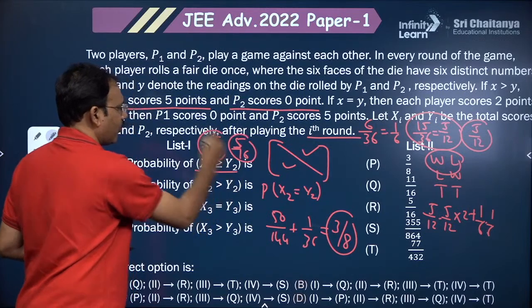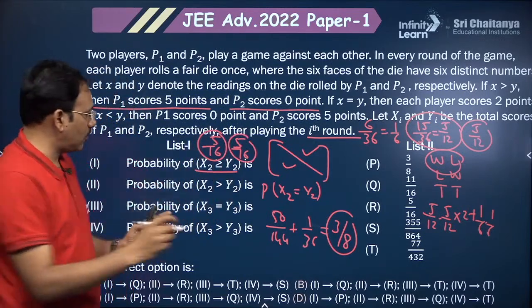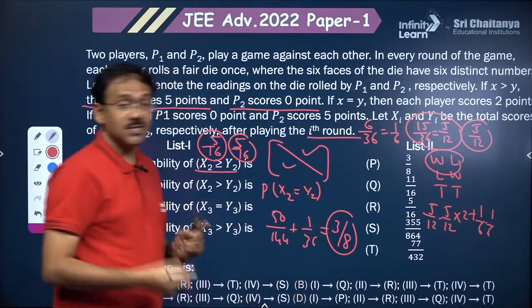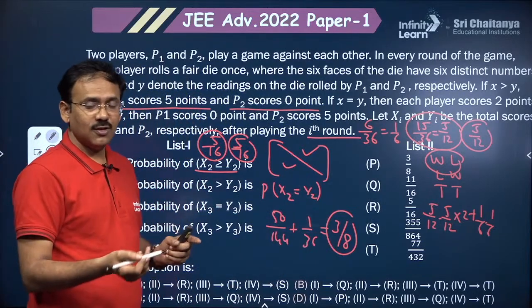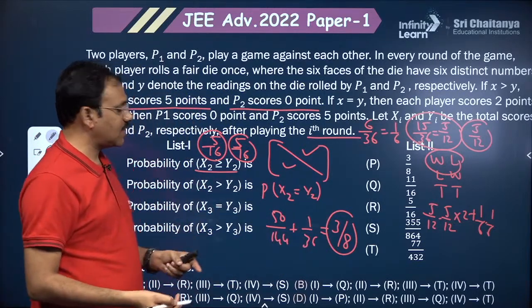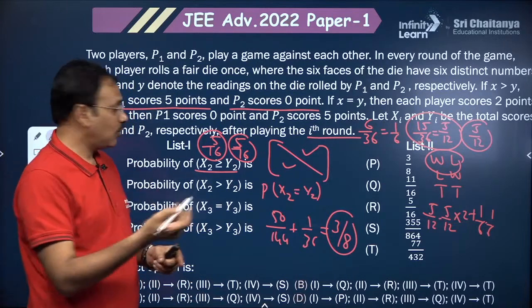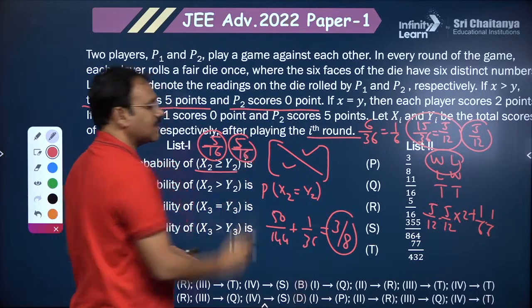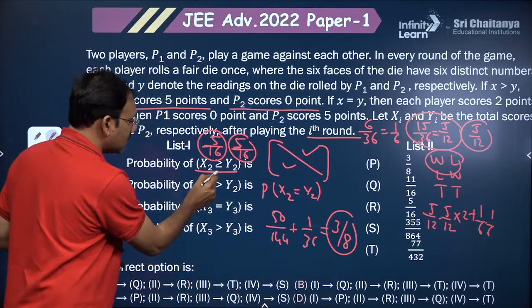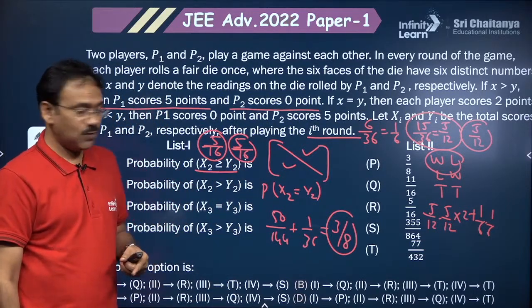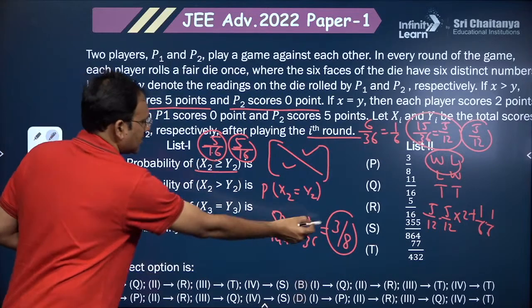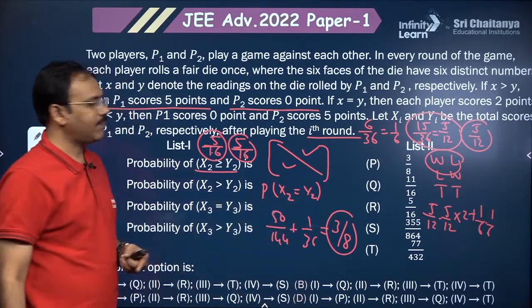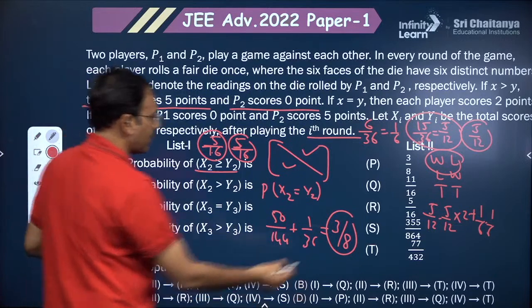I think you are getting my point. I just computed for x2 equal to y2, which is 3 by 8. So the remaining part is 5 by 8. So for x greater than y, half of this is 5 by 16, and x less than y is 5 by 16. Now he is asking x greater than or equal to, which means this plus this. This is 6 by 16, 5 plus 6, 11 by 16 is the probability.